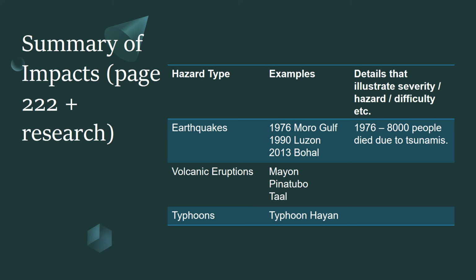And then do the same for Luzon and Bohol there. I think probably 3 examples of earthquakes is enough. I don't think we need thousands and thousands of examples, but it's up to you if you want to look to see if there's been any more recent ones. Same with the volcanic eruption.